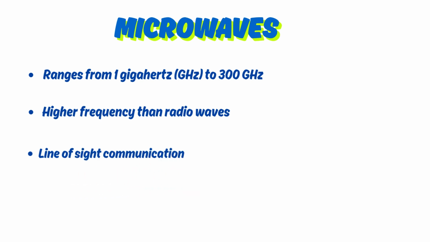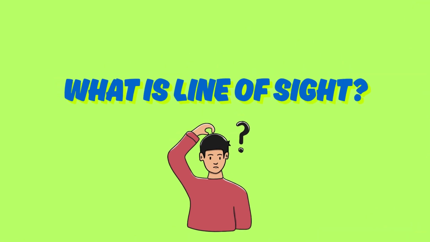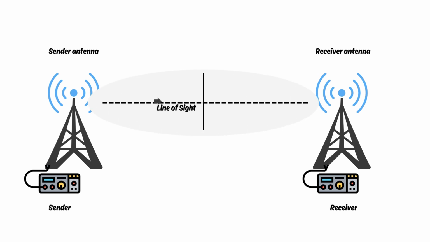So let's understand what is line-of-sight communication. Line-of-sight communication is the type of wireless transmission where the transmitting and receiving antennas must be directly visible to each other with no obstacles in between. This means that the signal travels in a straight line, just like how light travels, without bending around corners or being blocked by buildings, trees or terrain. In line-of-sight communication, the signals travel in a straight path from the transmitting tower to the receiving tower.